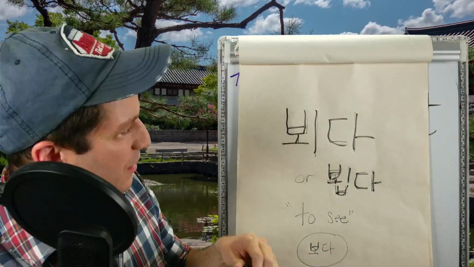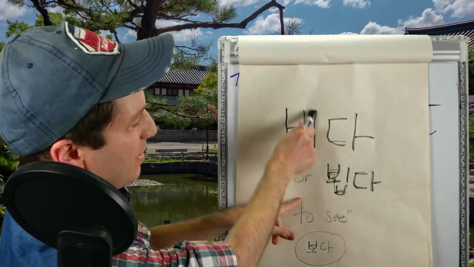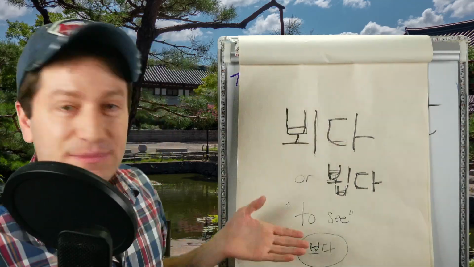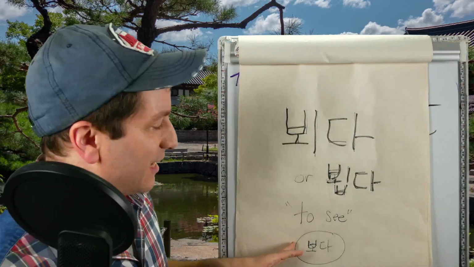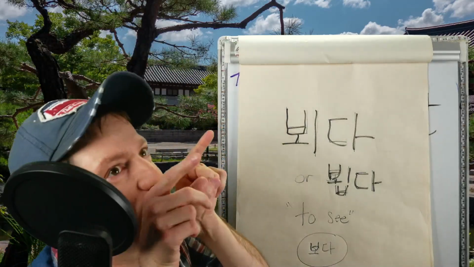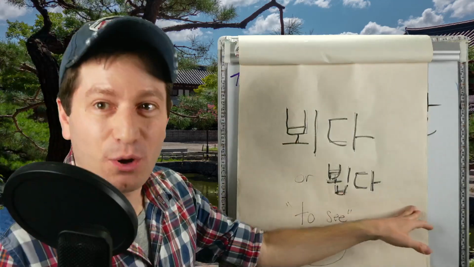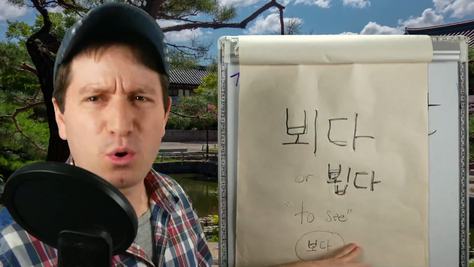Next is the verb 보다. You also might see it as 뵙다, which is the same thing just with another P up at the bottom. And that means 보다, to see. Or it could be to meet someone. So it's like you're lowering yourself and looking up at the person. 뵙고 싶어요 instead of 보고 싶어요.